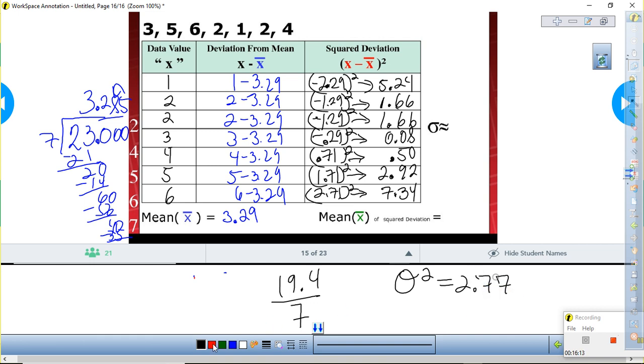But are we done? No, they're asking for the standard deviation, so we need to cancel this squared. How do we do that? Square root, square root. Therefore, who can give me the standard deviation of that data?